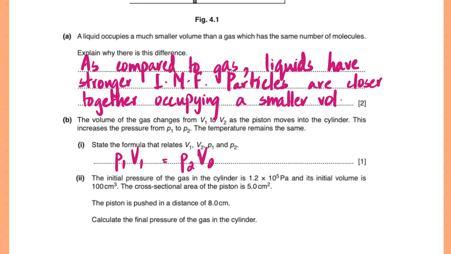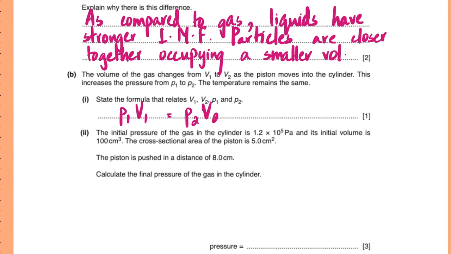Initial pressure of the gas in the cylinder is 1.2 times 10 to the 5 pascals. Initial volume is 100 cm cubed. Cross-sectional area is 5 cm squared. The piston is pushed in a distance of 8 centimeters. Calculate the final pressure of the gas in the cylinder. So I have old pressure, old volume. I am given the cross-sectional area of the piston and it's pushed in from this initial position, so I can also find the new volume and then I can find the final pressure.